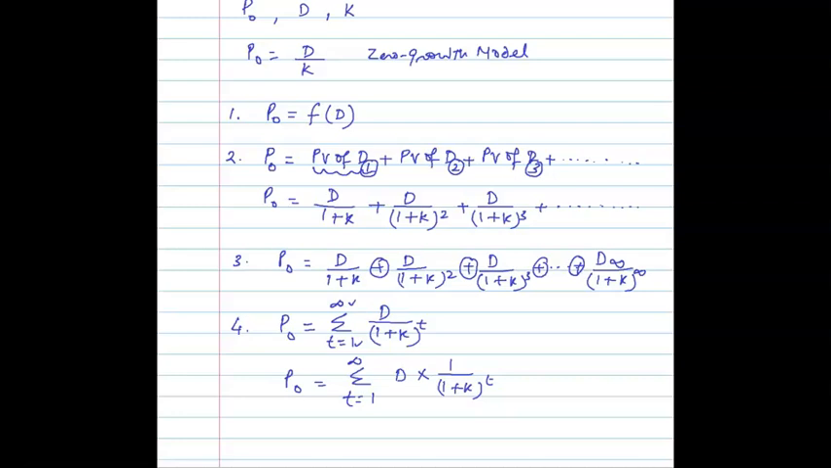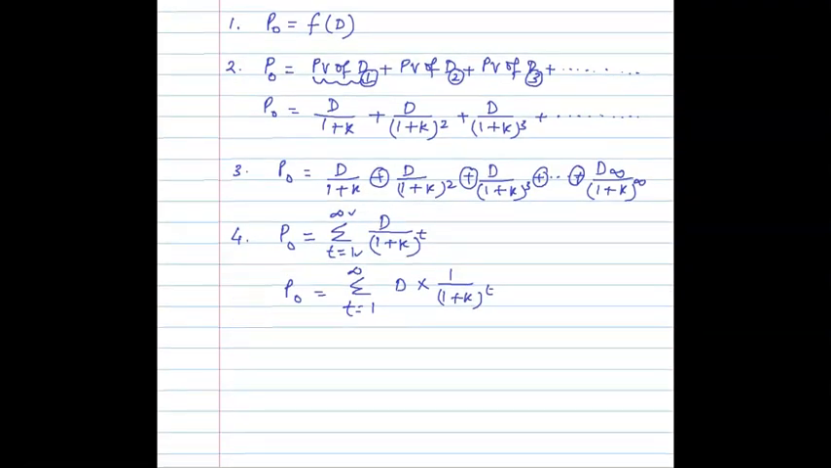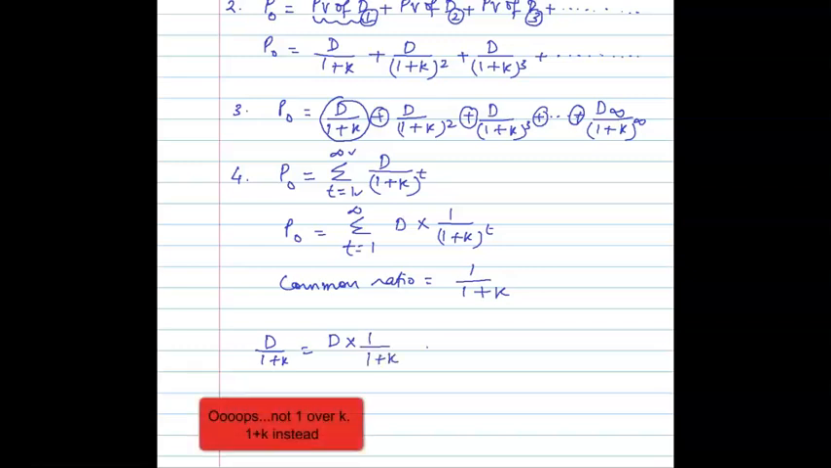This tells us that each successive term in the series now grows by a common ratio, if you realize that. We can identify a common ratio. Let's see how. The common ratio is going to be 1 over 1 plus k. If you look at the first term, let's rewrite it at the bottom here: d over 1 plus k is equal to, in the newer format, d multiplied by 1 over 1 plus k. So this is my first term.